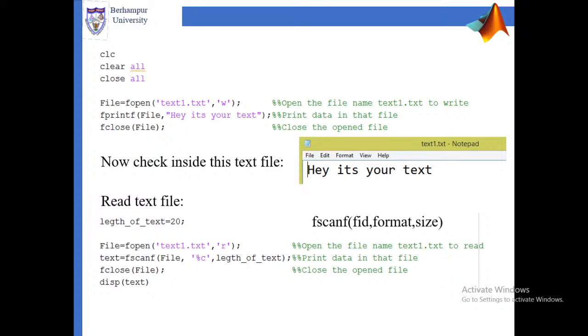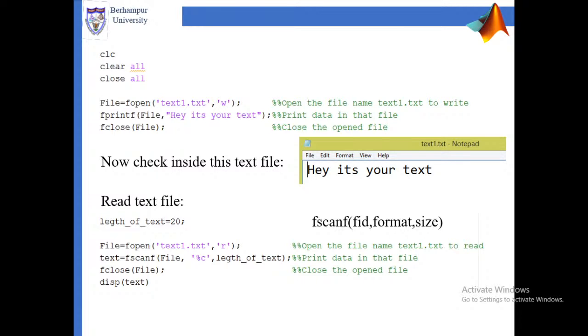So to be on the safe side, I can write length of the text is equal to 20. If there is any dot or any other space, that will be taken care of by this. So length of text is equal to 20. Then file = fopen('text1.txt', 'r').